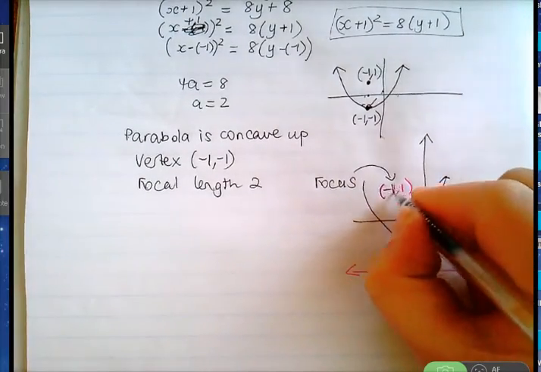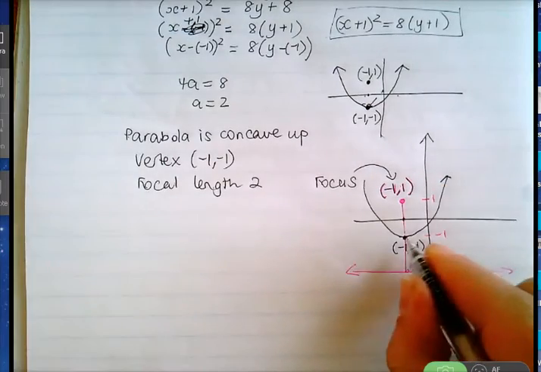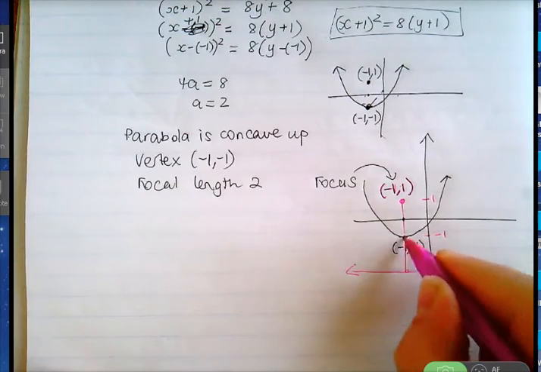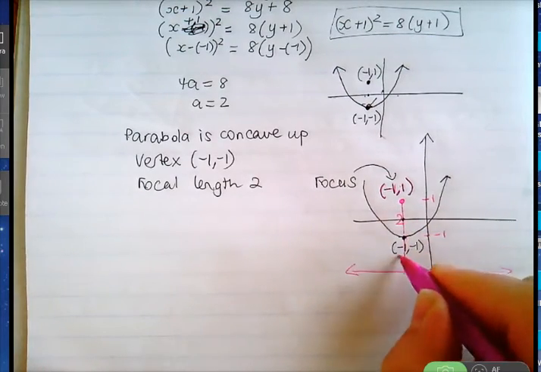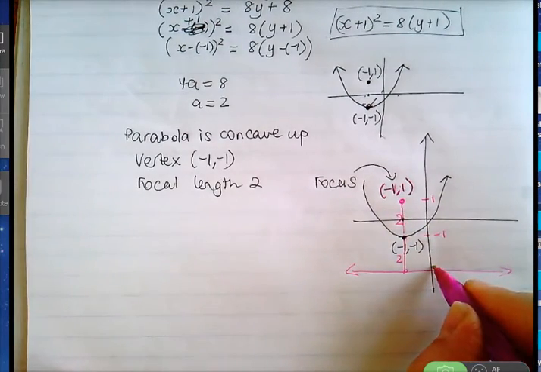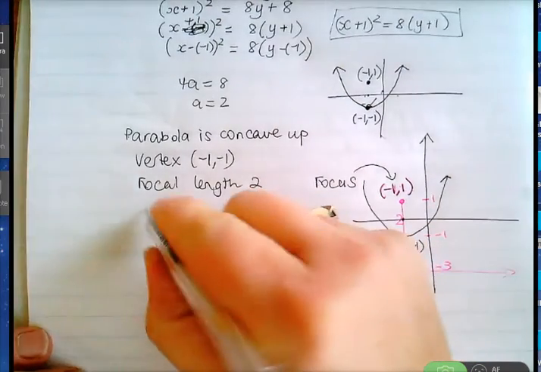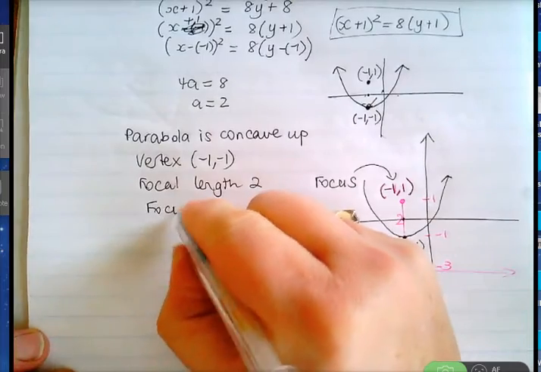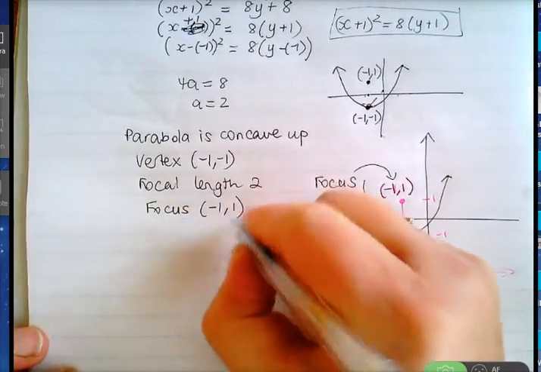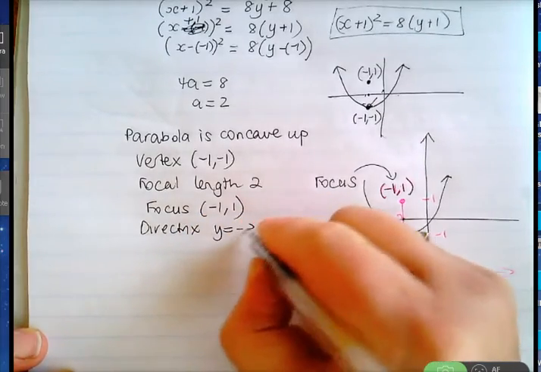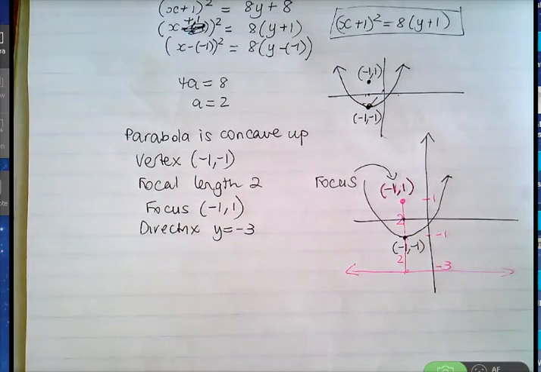Does that make sense, girls? Yeah. You've just got to count up 2 units from there. And the directrix, I mean, the vertex has a y value of -1. Go down 2 units. And what have you got down here? So the focus is -1, 1, and the directrix is y equals -3. Okay?